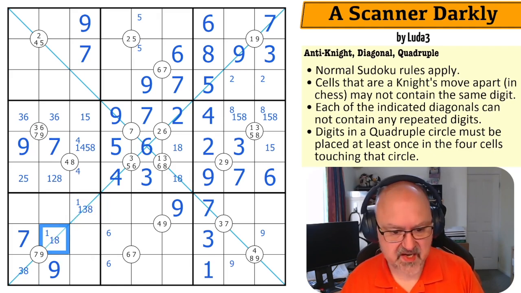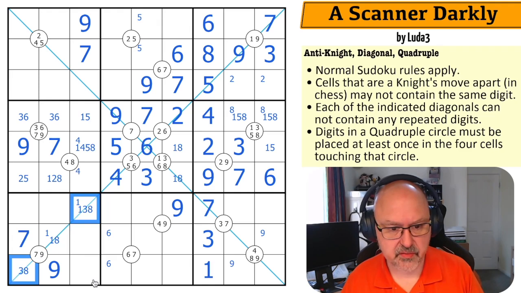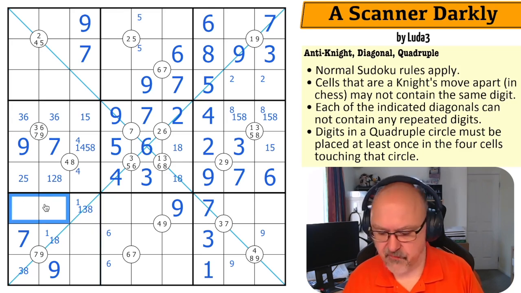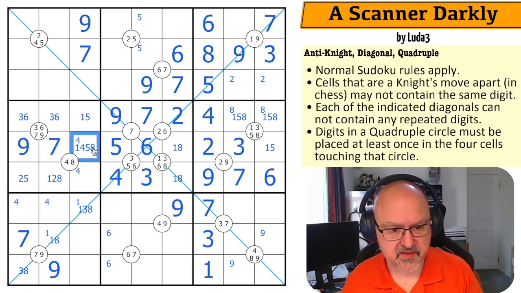There's no 3 here. So 3 is in one of those two. But that means this is a quadruple: 1, 2, 4. Well, I'm not putting 4 down there. So 4 is in one of those two because of the 4 on the quadruple here.